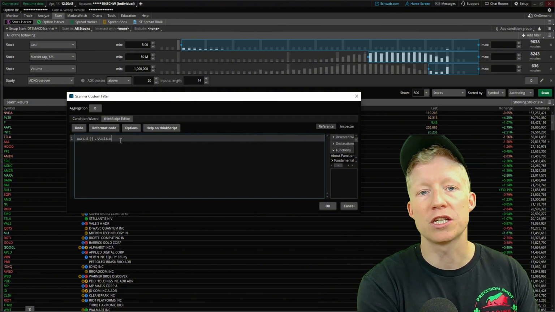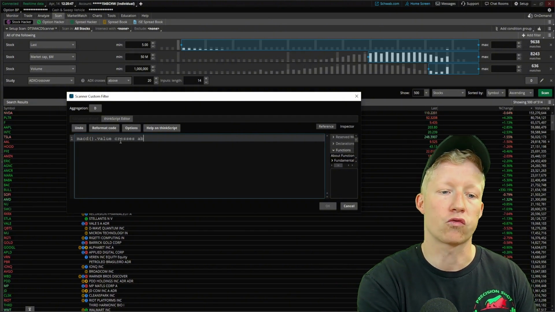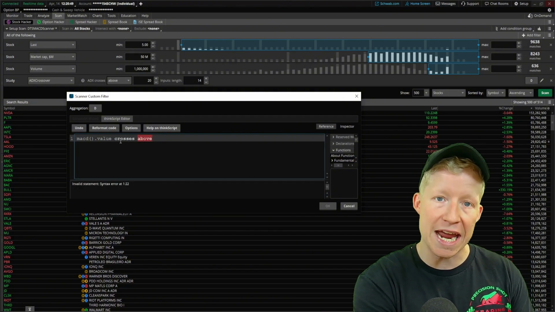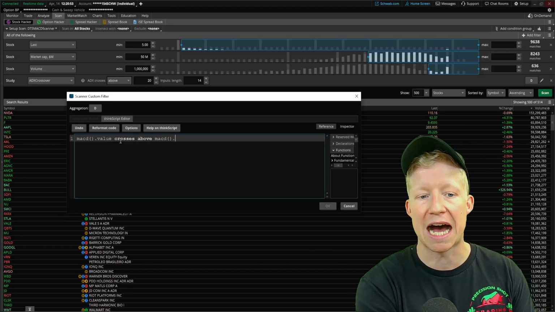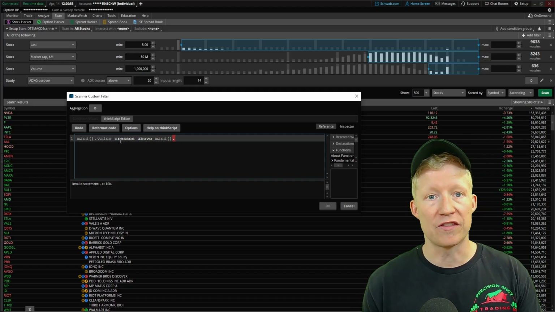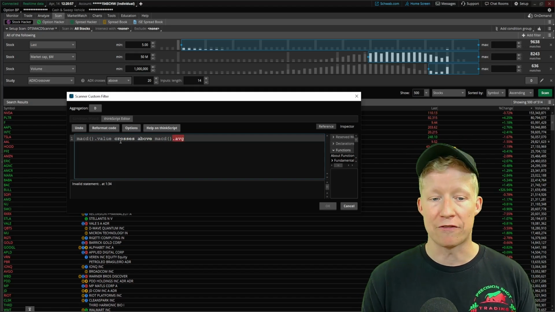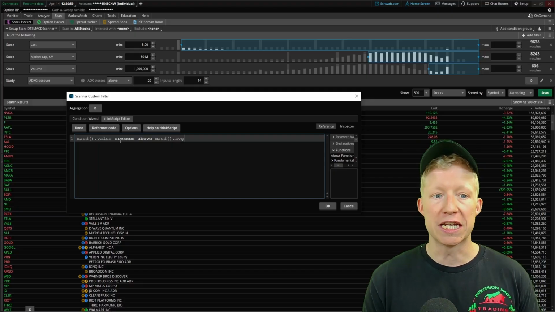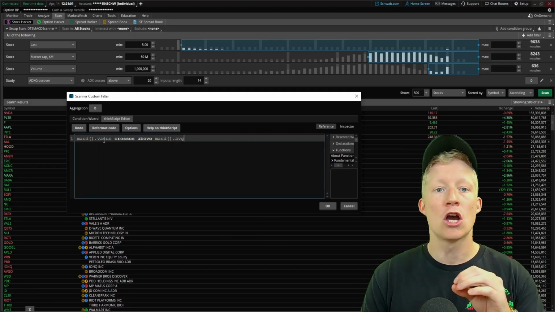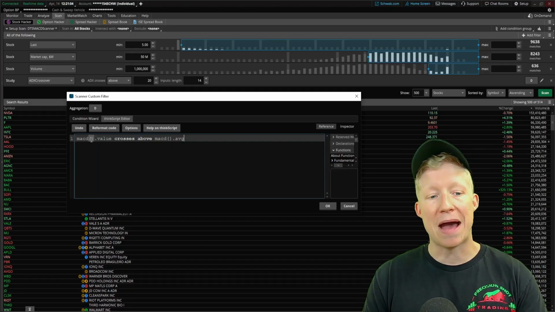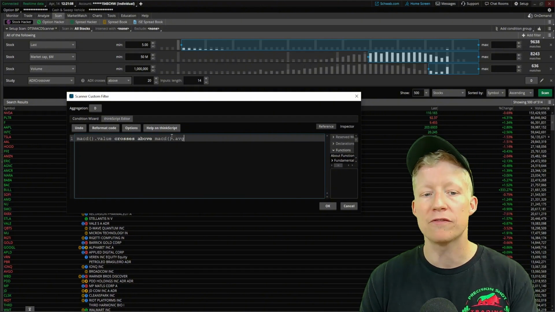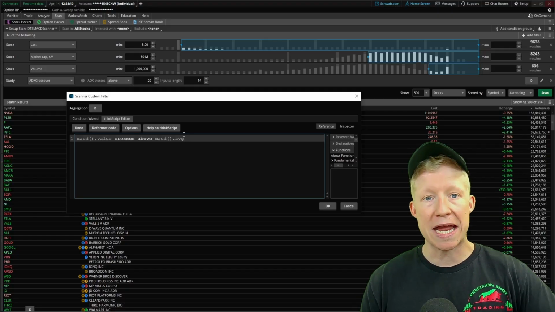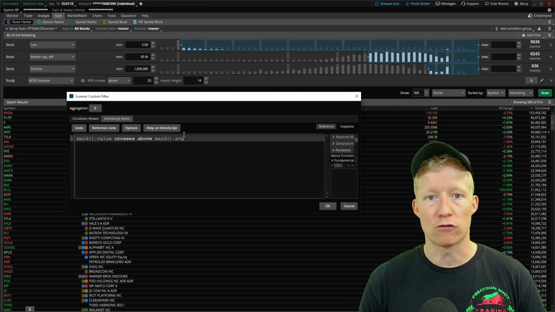To do that, we are going to use the comparative function of crosses above, and once again, we will reference the MACD study, open close parentheses, dot, and remember the name of that beige plot was average, or short for AVG. So now we have, on the current bar, the MACD value, the faster cyan colored line, crossing above the MACD average, the beige, slower moving average line.